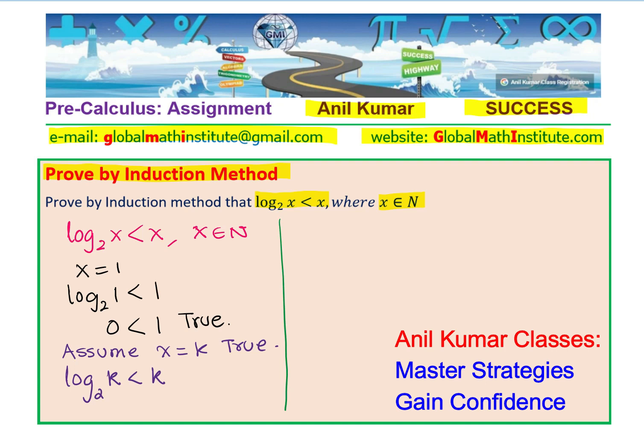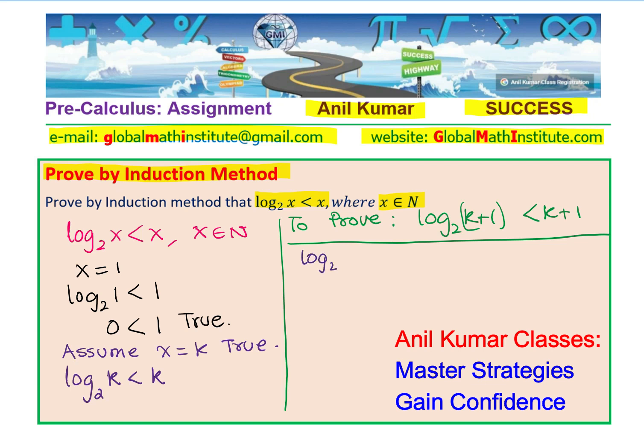Now, let's move forward. What we need to prove is, let's write down here: log to the base 2 of k plus 1, so 1 more than k, should be less than k plus 1. This is what we need to prove. Is that clear to you? If we prove that, that means this particular inequality is true for all the values of x where x belongs to natural numbers.